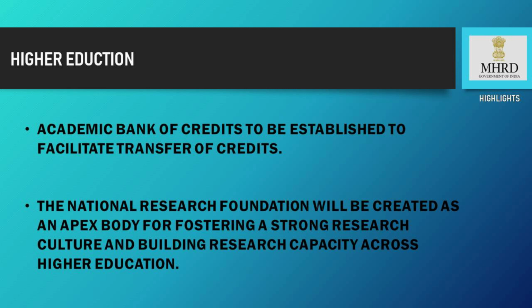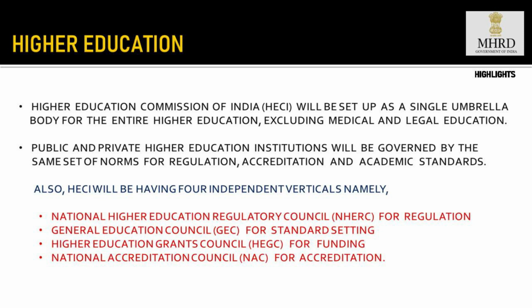Next is another apex body, the National Research Foundation, which has been created for the development of research culture in higher education. And one important thing, a body has been set up, the Higher Education Commission of India, and it will be one umbrella body with 4 independent verticals: NHERC, National Higher Education Regulatory Council; GEC, General Education Council; HEGC, Higher Education Grants Council; and NAC, National Accreditation Council. NHERC's motto is regulation, GEC's is standard setting, HEGC's is funding, and NAC's is accreditation. This is about higher education.